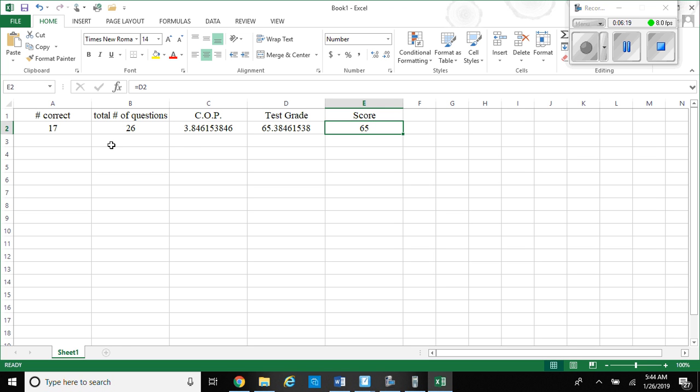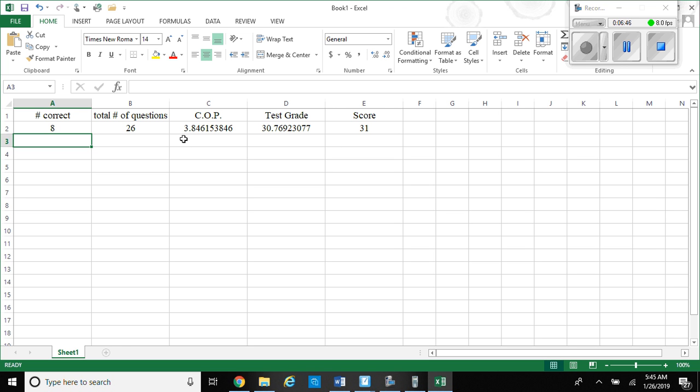So we can play around with this. Suppose the person got, say, 8 questions right. If we press that, notice how the change in test grade and score is going to be, because 8 questions is not that many questions out of 26. And you see the test grade changed and the score changed to 31. So the test grade is 30.7, so that rounds off to a 31.